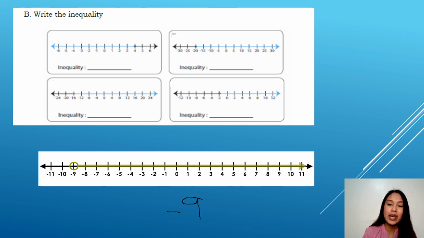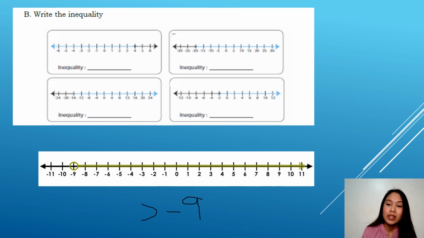So that's -9. After that, you're going to look at where the numbers are marked. From -9, it is on the right side of -9. So your inequality should also be pointing to the right side, and it is a greater than sign. Now, the question is, should it be greater than or equal to?